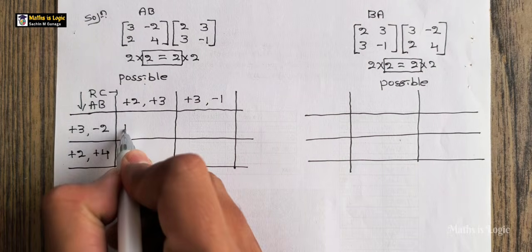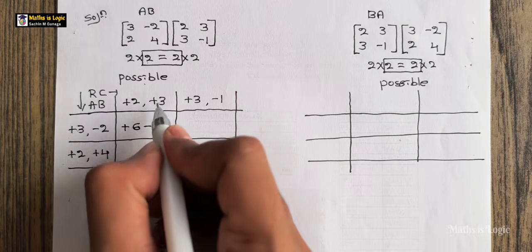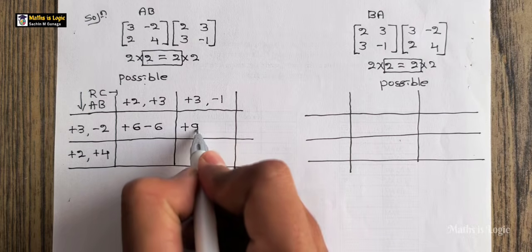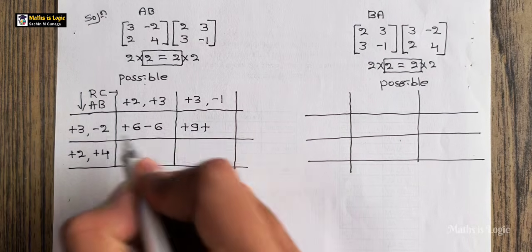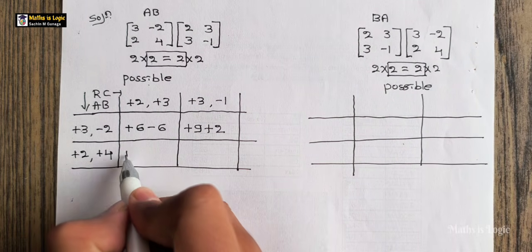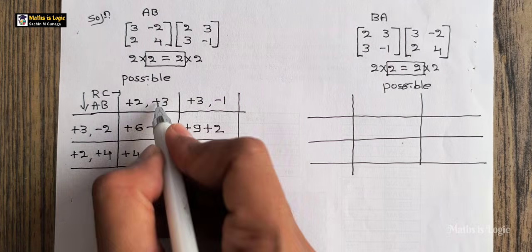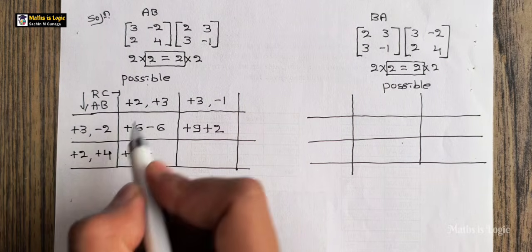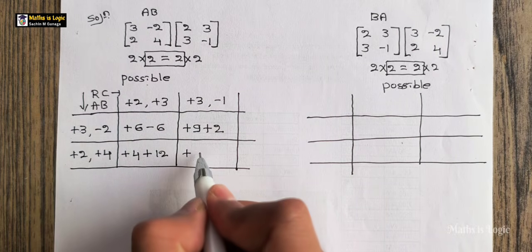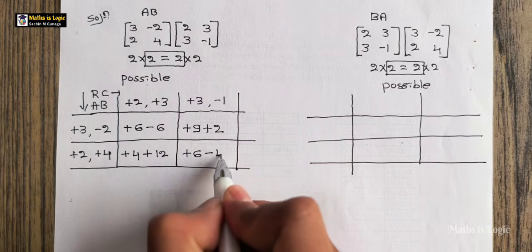Plus into plus plus 3 into 2 is 6, minus into plus minus 2 into 3 is 6, plus into plus plus 3 into 3 is 9, minus into minus plus 2 into 1 is 2, plus into plus plus 2 into 2 is 4, plus into plus plus 4 into 3 is 12, plus into plus plus 2 into 3 is 6, plus into minus is minus 4 into 1 is 4.